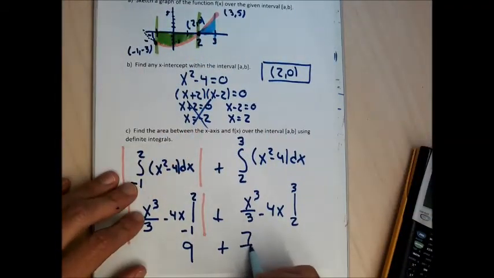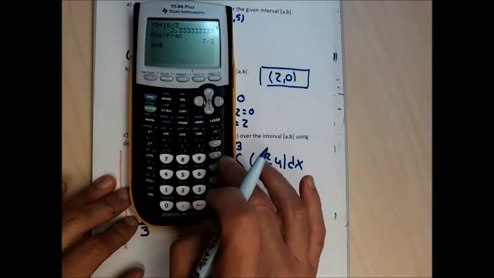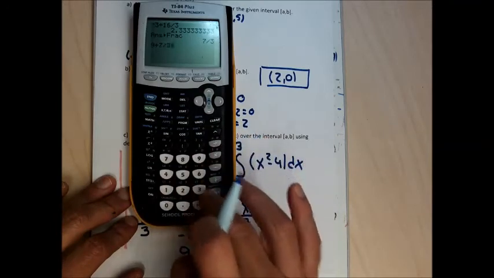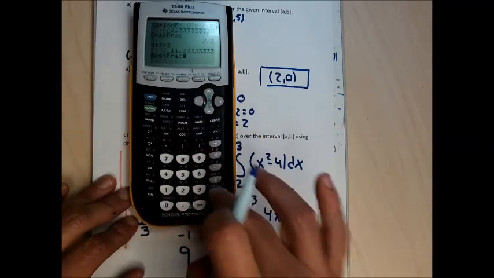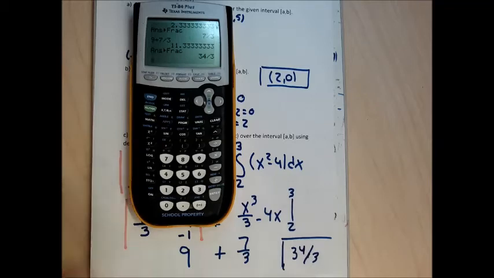So green region has an area of 9, blue region has an area of 7 over 3. The answer to part C is going to be what I get when I add those two areas together. So 9 plus 7 divided by 3, math, enter, enter. The answer to question part C, the combined area, is 34 over 3 square units.